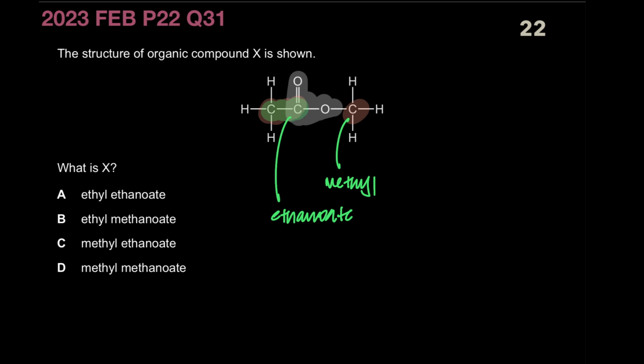Done and dusted. So which particular option do I have? Methyl ethanoate is option number C, right? And sir, how did you know that these 2 carbons belonged to the acid and this carbon belonged to the alcohol? Well, it's pretty easy.